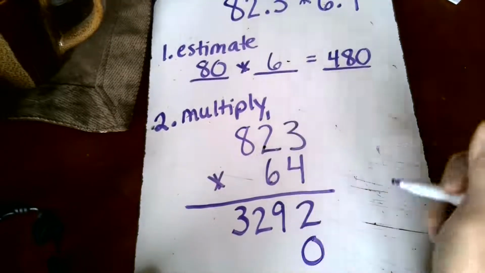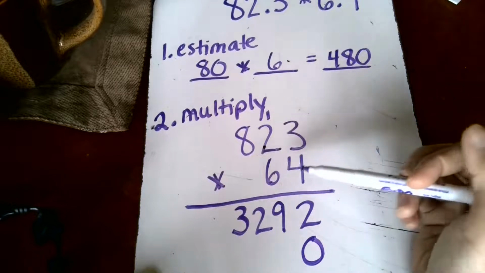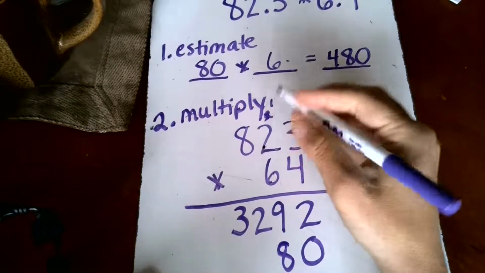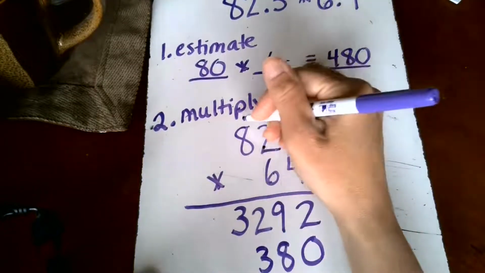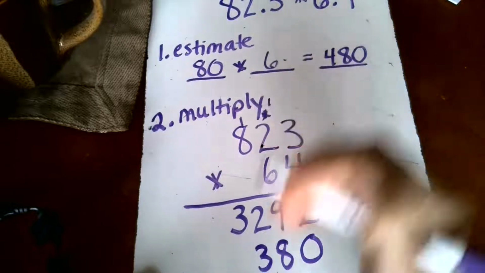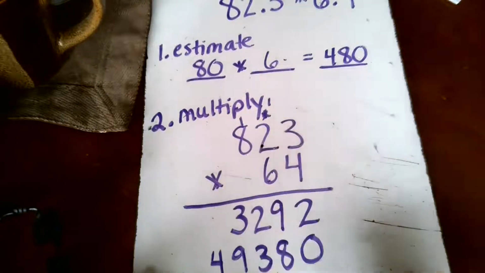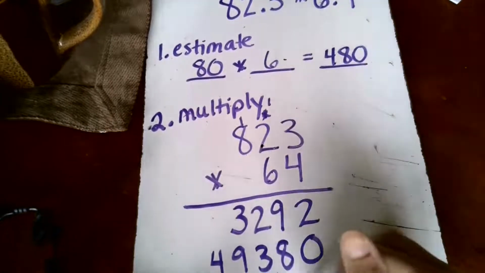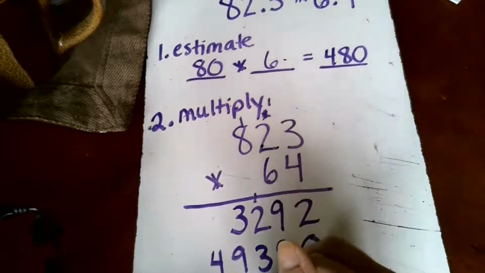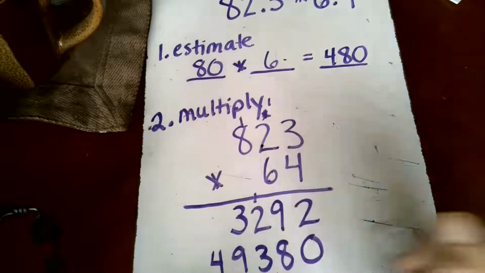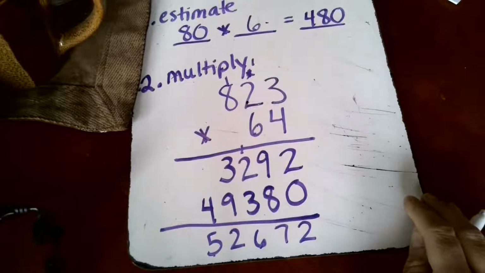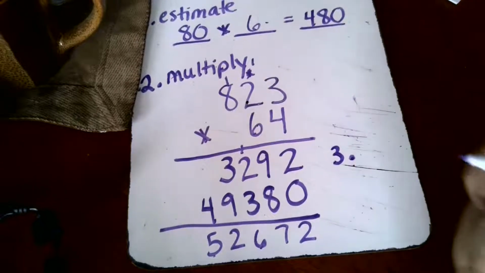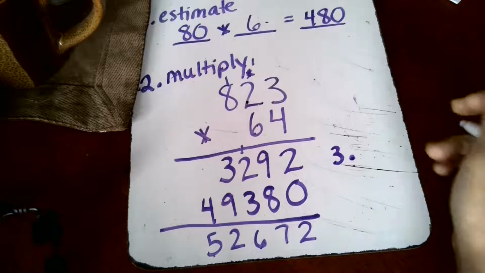I'm going to add the 0 because that 6 represents a 60. 6 times 3 is 18. Carry the 1 again. 6 times 2 is 12. Plus 1 is 13. Carry the 1. 6 times 8 is 48. Plus 1 is 49. So your second row, big number, 49,380. So then I'm going to add these together, and I get 52,672. Now, remember step number 3 is you put the decimal point in your answer so it is close to your estimate.